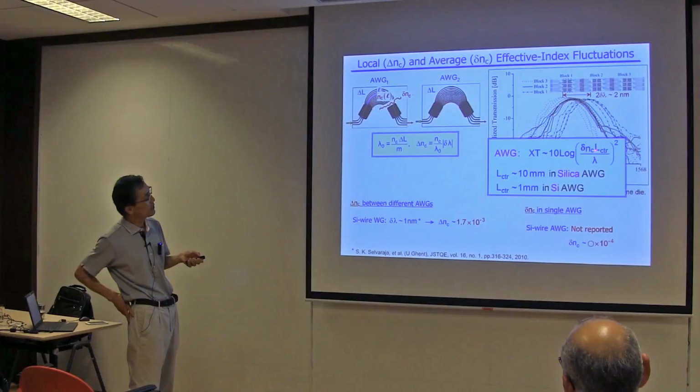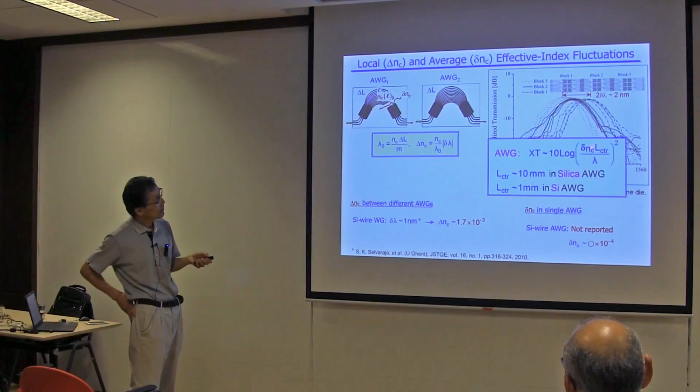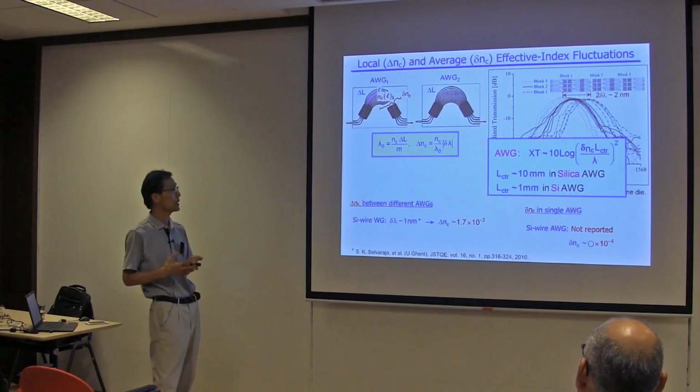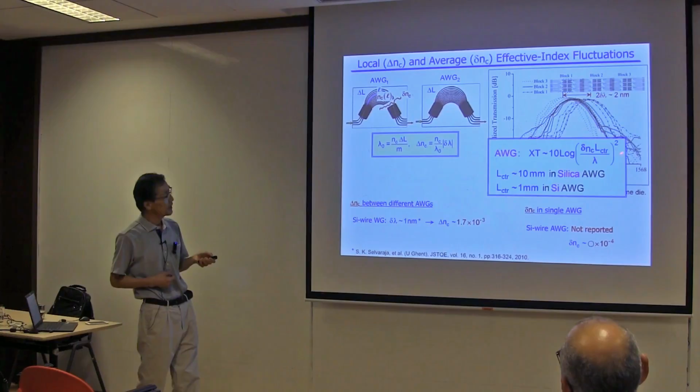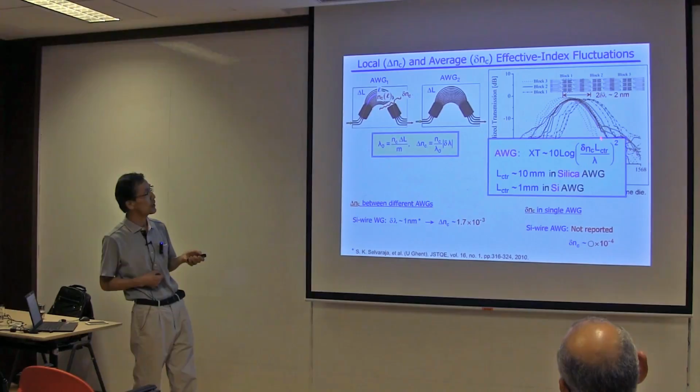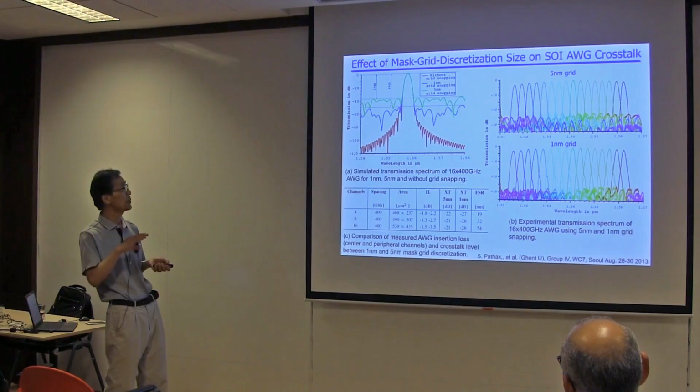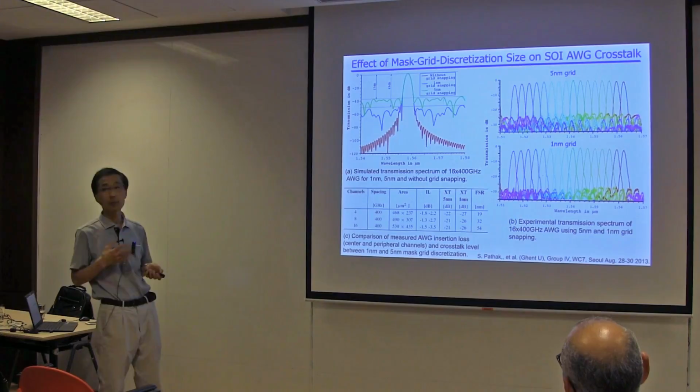This one in silicon is 100 times larger than silica, but this LCTR is roughly 10 times smaller, not 100 times smaller. If it were 100 times smaller, silicon AWG would work quite well, but in practice it is just 10 times smaller. So net value in silicon device is 10 times larger, and if it is squared, 20 dB worse. That's the reality of silicon AWGs or whatever device. When you make an asymmetrical Mach-Zehnder, the crosstalk is almost 20 dB worse than one made of silica.